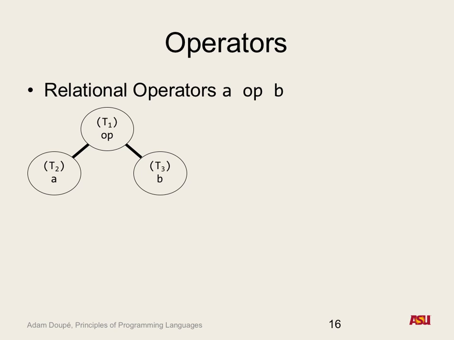T2 and T3 must be the same, right? If we're going to compare two things with a relational operator, they should be the same things. That's going to be a constraint in our language.